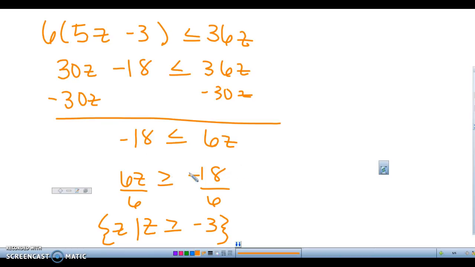It reads the same way. It just means I flopped it all around. I divided both sides by 6. 6 is positive, so I don't have to worry about changing the sign, and I get z such that z is greater than or equal to negative 3.